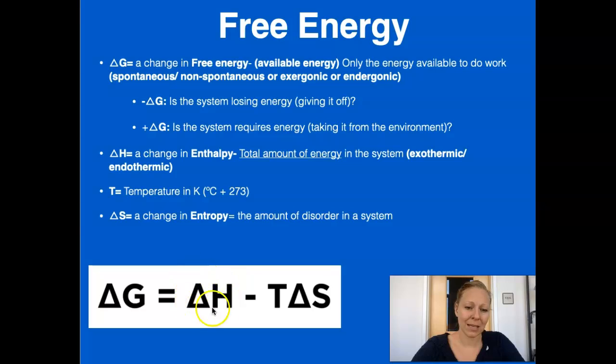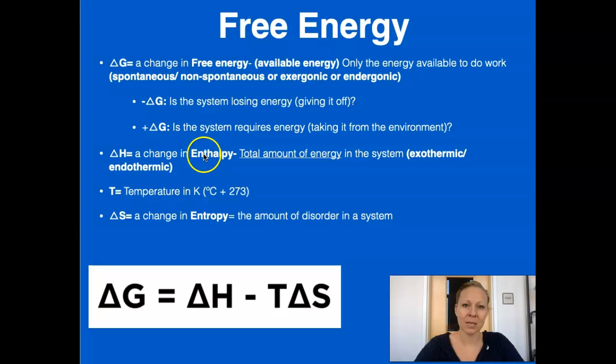So let's look at delta H. This represents enthalpy, or the change in enthalpy. This is the total amount of energy in the system. And so we're going to use words to describe enthalpy, exothermic or endothermic. So if something is exothermic, it is giving energy to the system. It is giving energy out. So once again, let's think about the candle burning. It is giving off energy. And so therefore, that is exothermic.